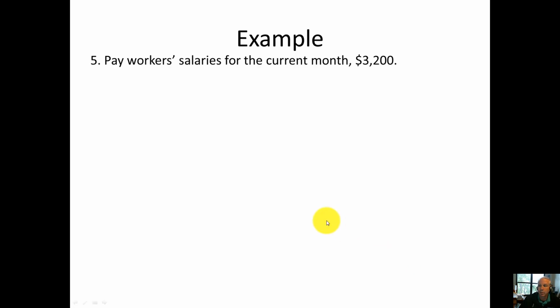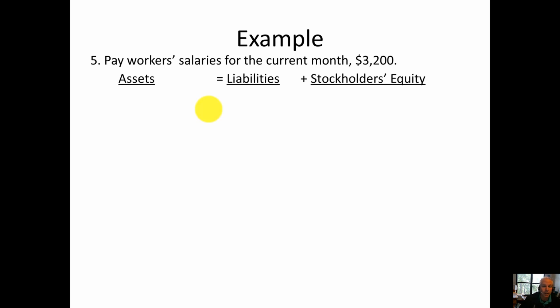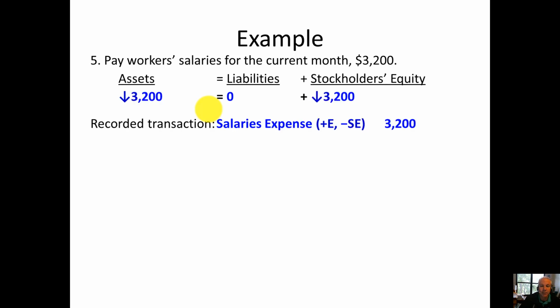Let's look at another example where we pay workers' salaries for the current month. Here is a sight word, current month. Whenever you see that word, you should think expense. You paid for it, so that means you used cash. So how do you record an expense? How do you increase an expense? Remember DEA, E, expense, means debit. So we're going to go ahead and debit an expense and credit cash for this worker's salaries.